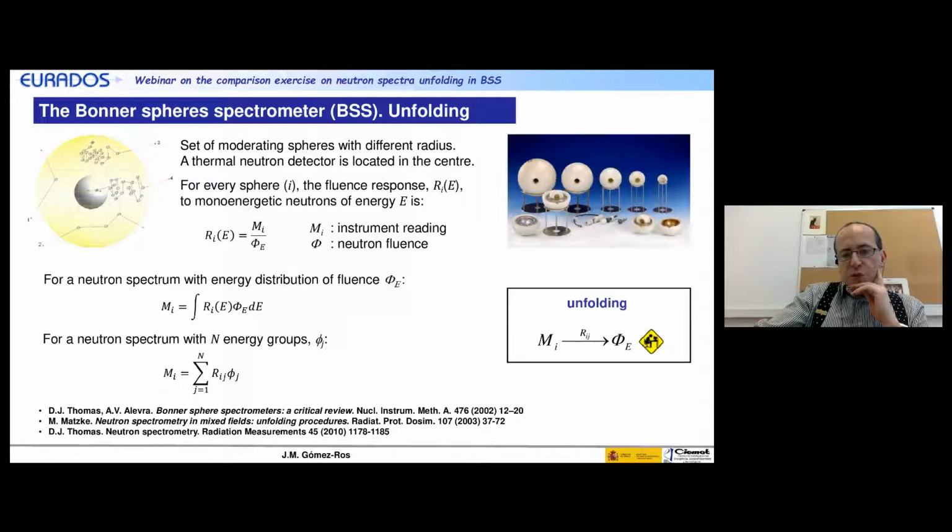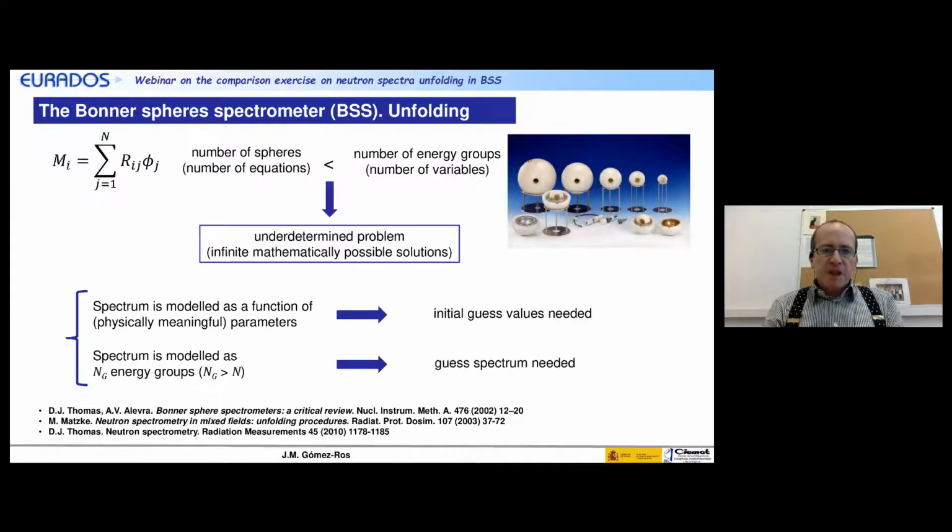The unfolding process is actually the inverse mathematical operation. We know the response matrix, and we know the set of counts measured with every sphere, and we need to obtain the neutron spectrum with a given energy binning corresponding to the response matrix we are using in this case.